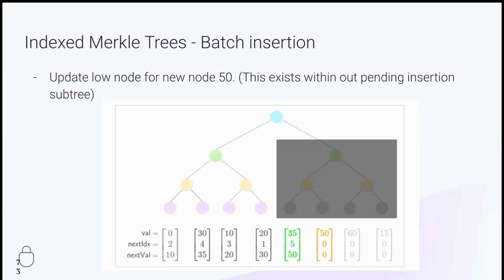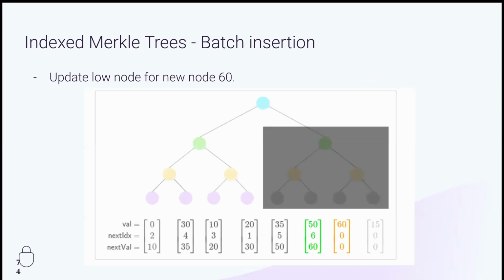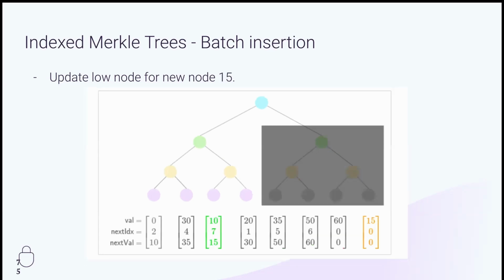After this, we can insert 50. 50 is larger than 35, so we need to update things that are already in our pending insertions. And for 60, same thing again. We update values that we have inside our batch insertions. And then when we get to 15, we are doing the check all the way from 10 to 20. We're updating the node with value 10.